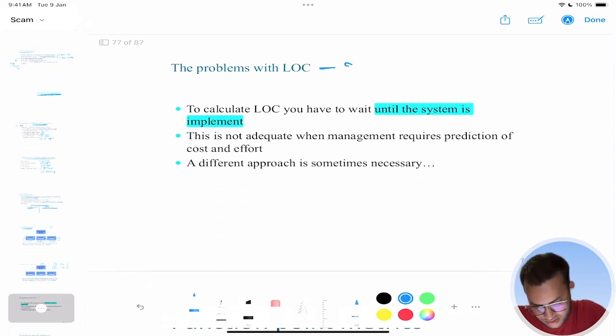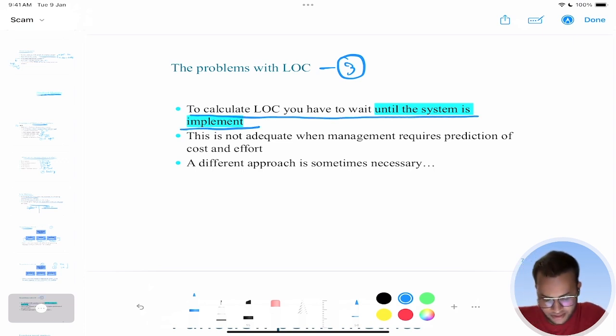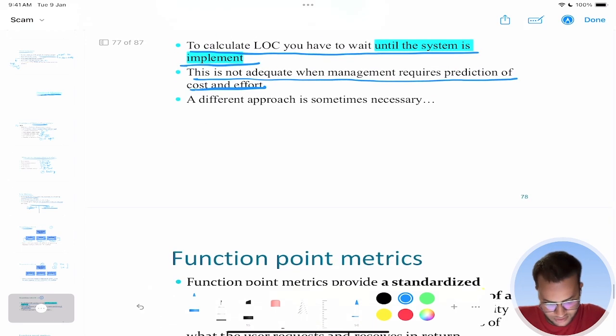And the third problem: to calculate LOC, you have to wait until the system is implemented. Obviously, until you complete the software, you cannot count the lines of code. So you have to wait until the system is completed. And this is not adequate when managing, which requires prediction of cost and effort. So this is the problem with LOC.